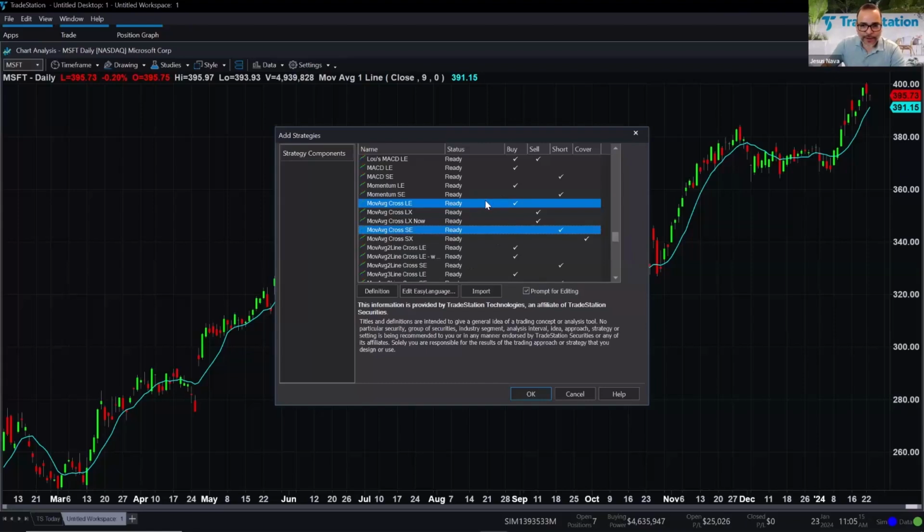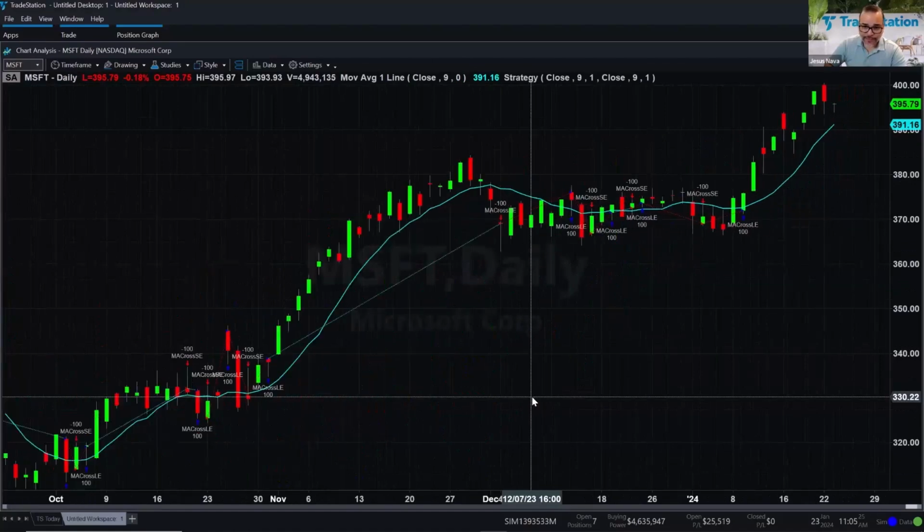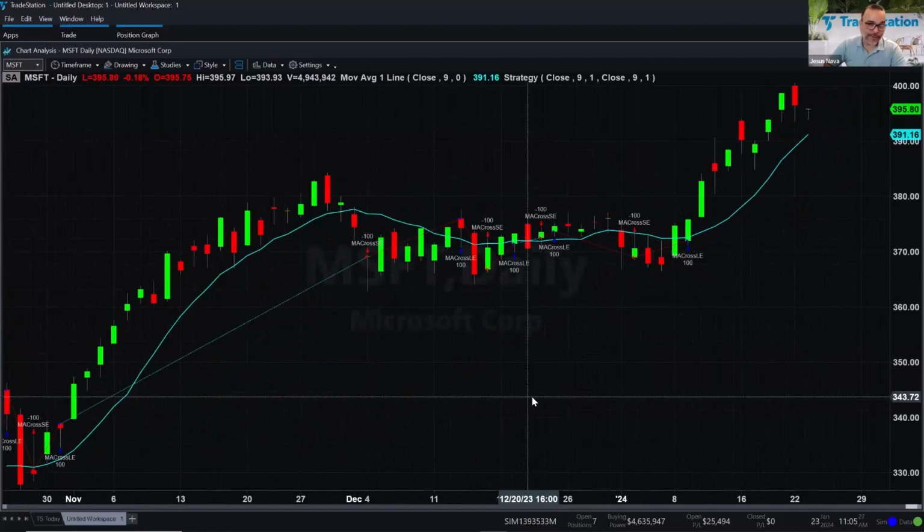I don't want to change the parameters here yet. What I am going to do is uncheck this box that says prompt for editing, so the strategy goes right onto the chart. If you haven't played with strategies before, this is a fascinating technology that TradeStation supports, and it allows you to test trading ideas. In this case, we're testing how the strategy would behave if you were taking a trade every time the price crosses over or under that moving average.